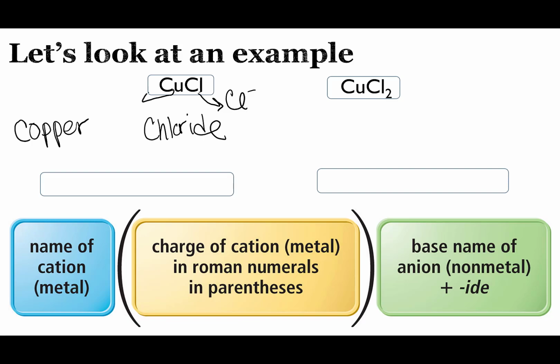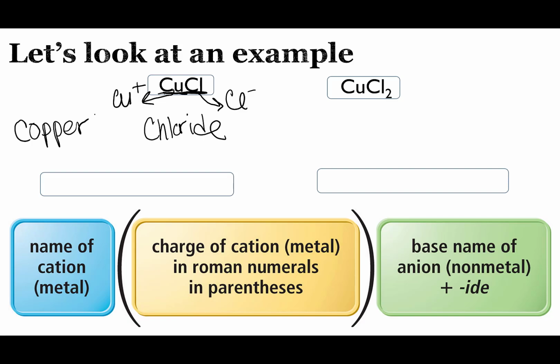So if this formula is electrically neutral, and it is, I'm telling you that it is, what must the charge be on that copper ion to balance out the chlorine? Yeah, it's got to be a +1. Okay, so we've got a +1 from the copper, a -1 from the chlorine. That would be a neutral charge.